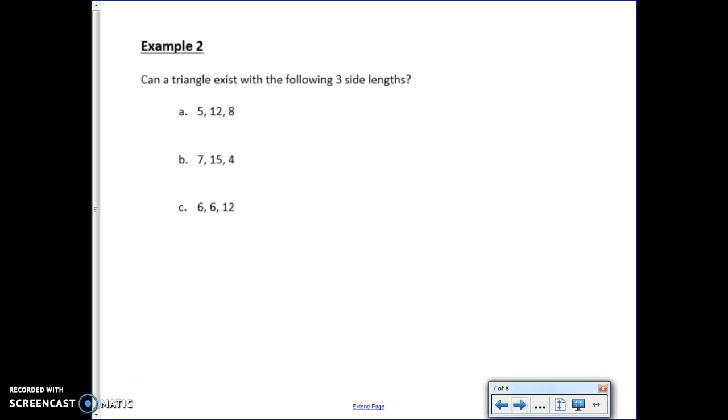So when we look at this, it says, can a triangle exist with the following three sides? Well, you want to check all of them, but really we just need to check the shorter two sides. So if I look at the two shortest sides, that would be 5 and 8. So when I add up 5 and 8, I get 13. So my question is, is 13 greater than 12? The answer is yes. So yes, a triangle can exist.